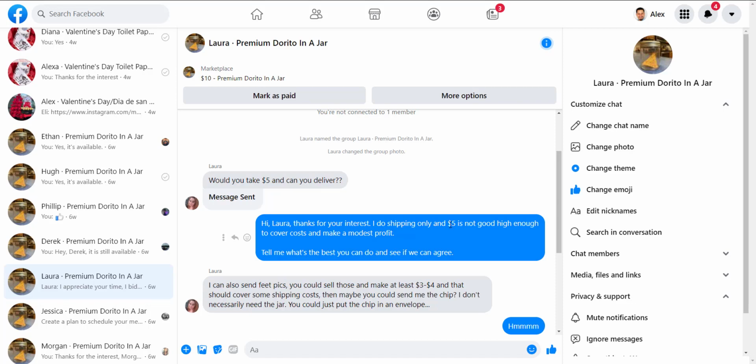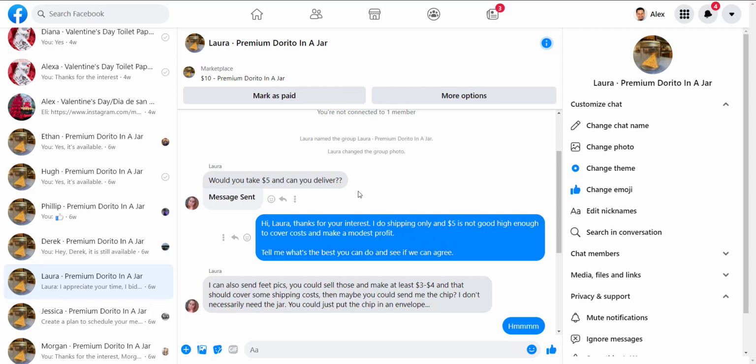I do shipping only and $5 is not good enough. I was trying to say not high enough or good enough, and I made a mistake. Good enough to cover costs and make a modest profit. Why I did this is because I want to explain the process in fewer words, but also be truthful and above board. That helps to build trust when you're honest and just get straight to the point. So then I said, tell me what's the best you can do and see if we can agree.